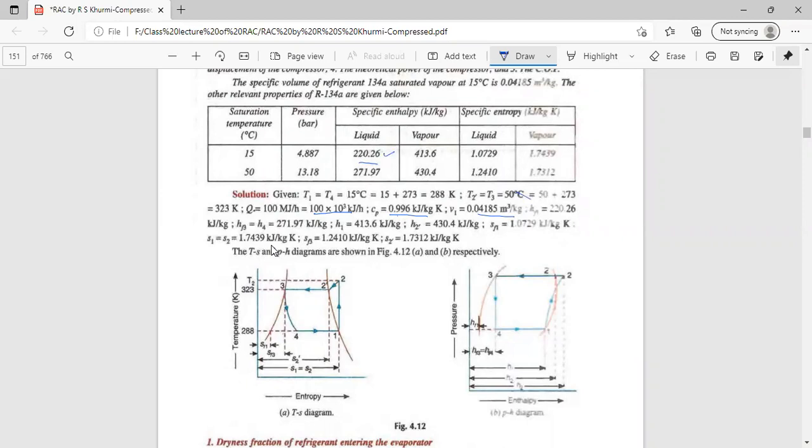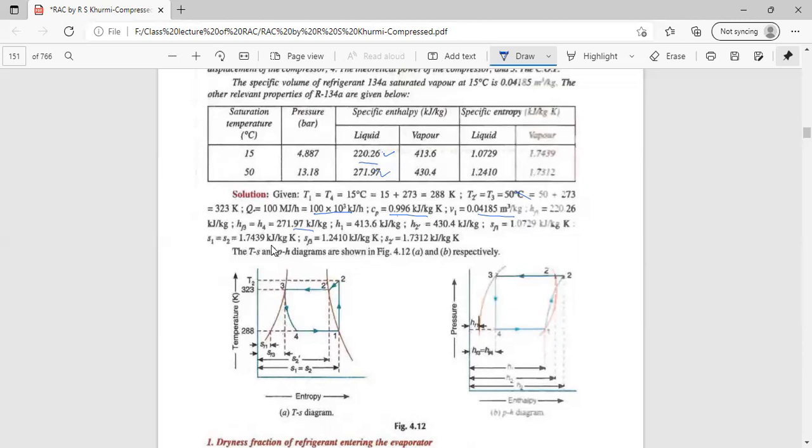And H3 or HF3, the enthalpy of the liquid refrigerant at the wet saturation line at the point 3, which is equal to H4, is given here as 271.97 kilojoule. Next comes H1, which is on the dry saturated line.